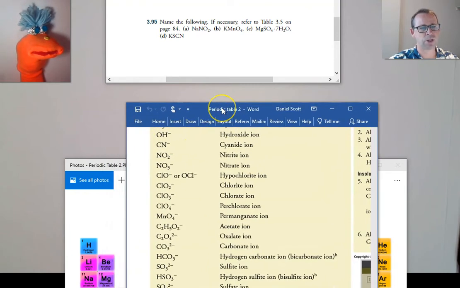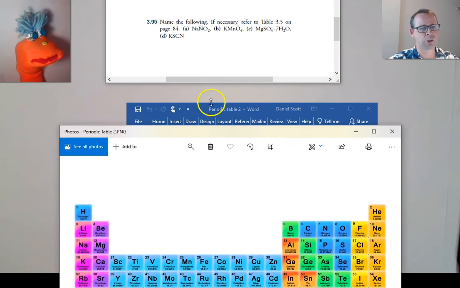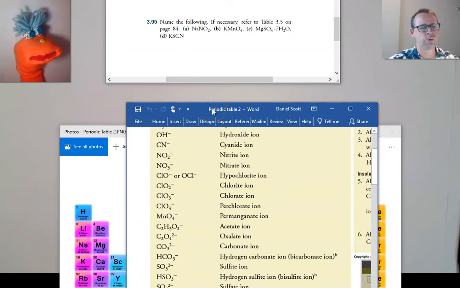That's right. Sodium nitrite. So next one, K. That's potassium, right? Is it potassium? Yeah, there it is, potassium. MnO4. Permanganate? Very good. Potassium permanganate. Okay, and the next one is magnesium sulfate, and then 7 is hexa? No, 7 is hepta. Hepta. Magnesium 2 sulfate heptahydrate. Okay.